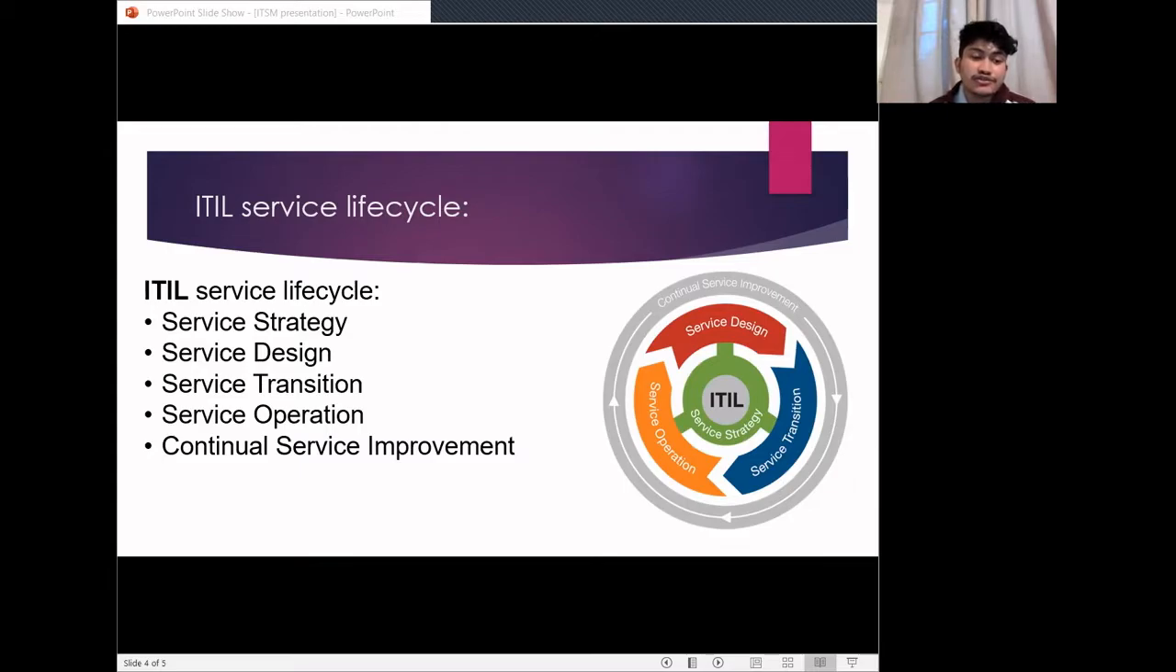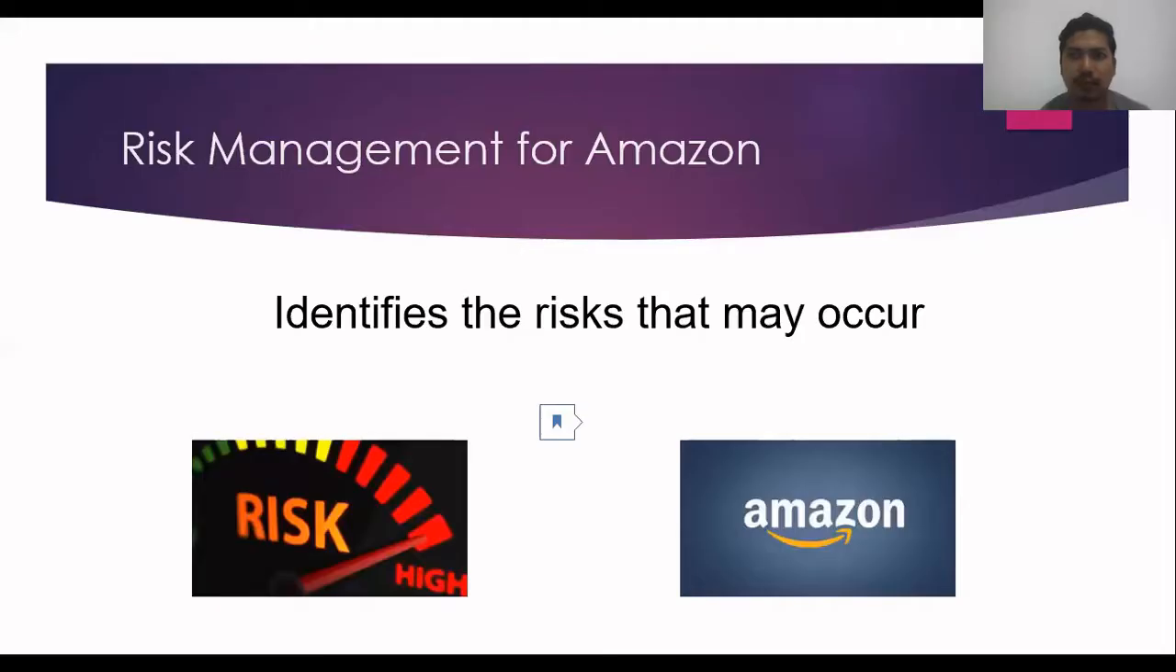And last there is continual service improvement. Continual service improvement is the process to continually improve the effectiveness and efficiency of IT processes and services. For example, in an app there is continuous upgrading of that app to make it very effective and easy to use for the customer. It is that type of activity.